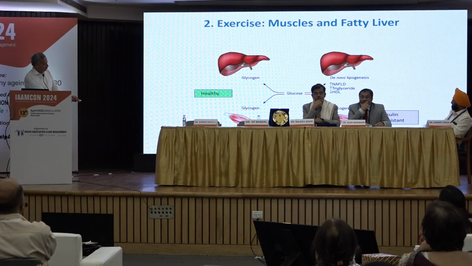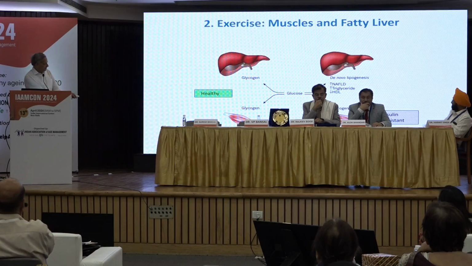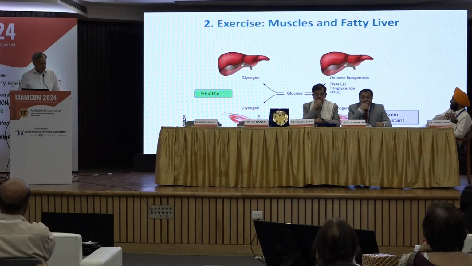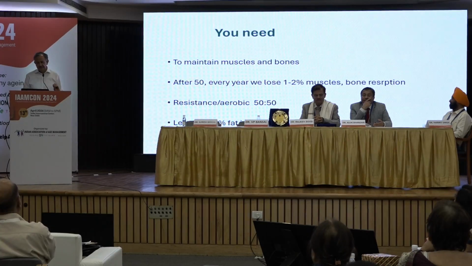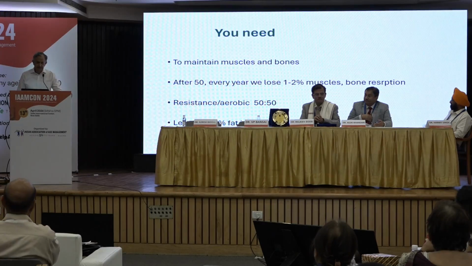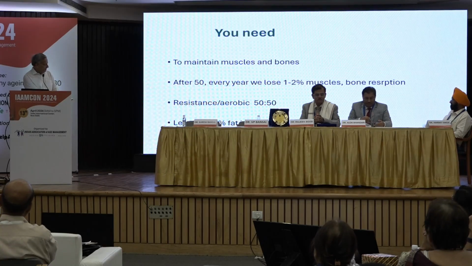Now, if you are not moving your muscles, you are sitting like a couch potato, all the glucose goes to the liver, extra glucose is changed to fat and you get fatty liver. But the moment you exercise 30 to 45 minutes, your muscles become active and no more fat formation. So the principle is, if you exercise, to maintain muscles and bone is what you need. After 50, we lose muscles 1% to 2% per year. So if you are 70, you probably have lost 20% of your muscles and your bone will be resorbed. So you should start right at young age and maintain your muscle mass.